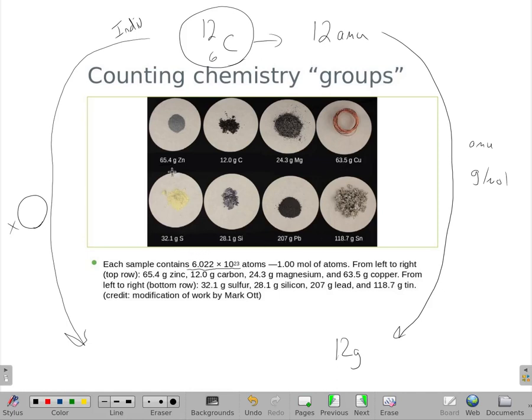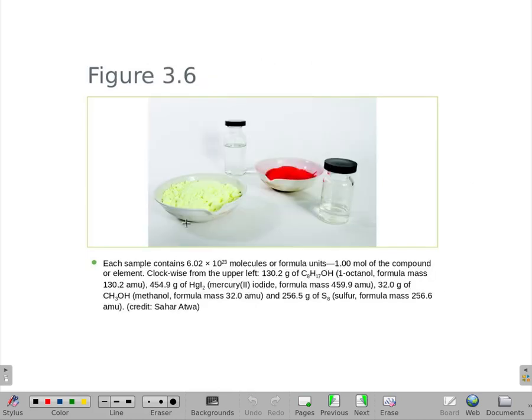And that does mean that each one of these samples is 1 mole of each of those atoms. Every single one of those pictures, each one of those subsections, has 6.022 times 10 to the 23rd atoms. Because math works the way it does, it doesn't matter if it's a pure substance or a molecule. So we have a mole's worth of each of them.